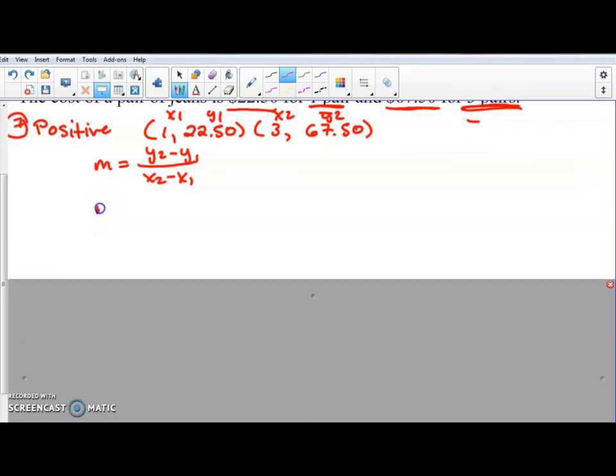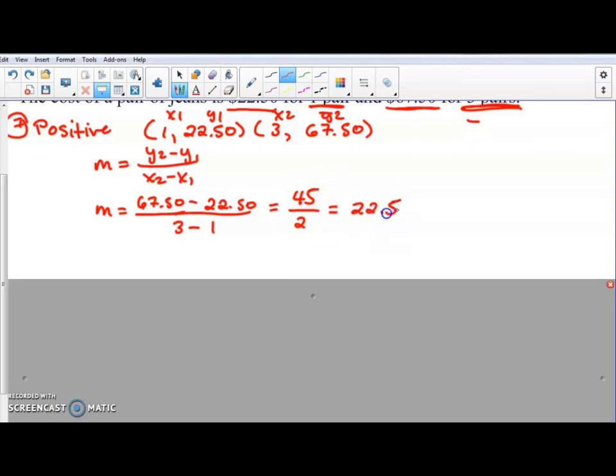So m equals y2, which is $67.50, over, minus our y1, which is $22.50, over our x2, which is 3, minus our x1, which is 1. Now we're good. So $67.50 minus $22.50 is going to give us 45. 3 minus 1 is 2. And now we divide that. So 45 divided by 2 gives us 22.5.